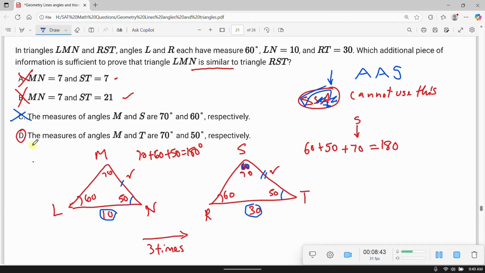But let's explain D. To know why D is right, I'm adding all three angles and solving out what is missing. I know that the three angles of a triangle add up to 180, and then I solve for angle N, and I solve for angle T. Then I know all my three angles are congruent. So therefore, this is the right answer, D.